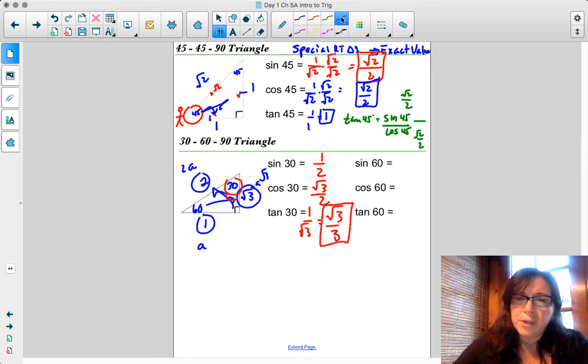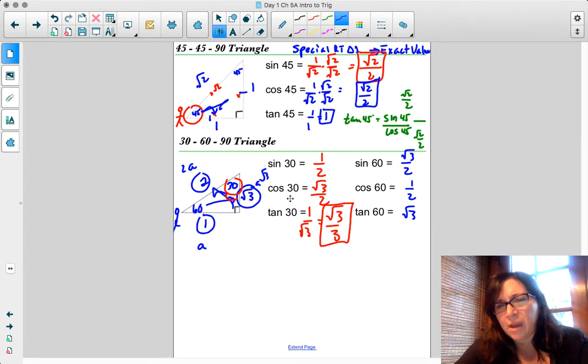Now, we're going to change things up here because now we're going to be at 60. So put yourself here now as opposed to over here. So sine of 60 is root 3, opposite over hypotenuse. So root 3 over 2. Cosine of 60 is adjacent over hypotenuse, which is 1 over 2. And tangent of 60 is opposite over adjacent, so that's going to be root 3 over 1.